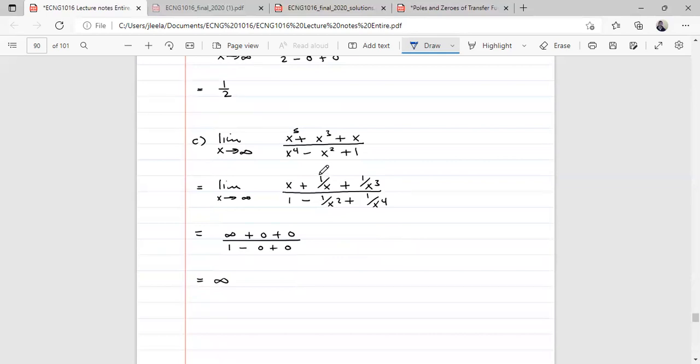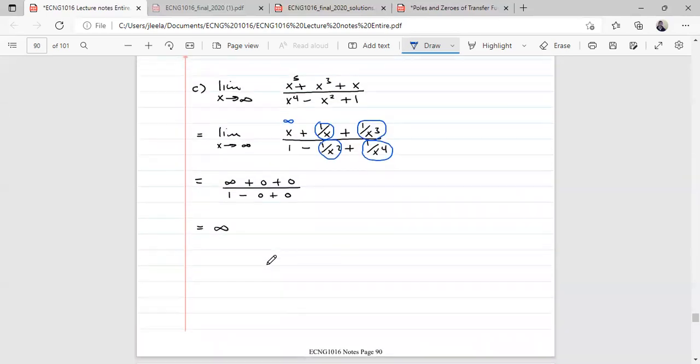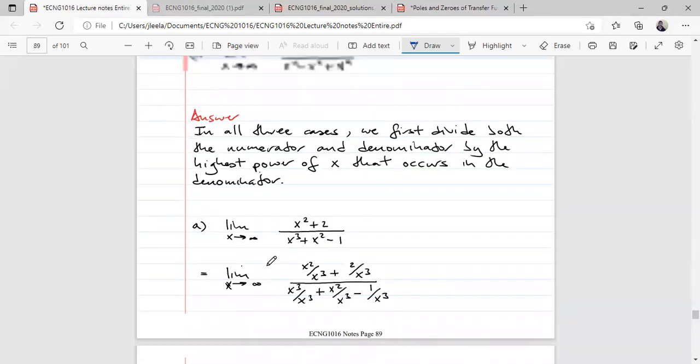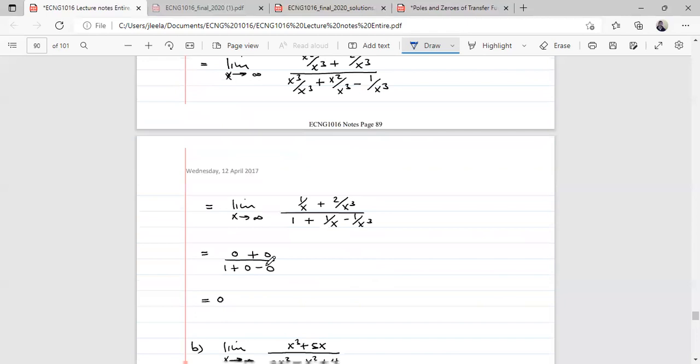So what would happen here? This term here, since x is in the denominator, similarly with this one at the bottom here, and this one, all those will approach 0. But this term here, x, if x is approaching infinity, it means that this will approach infinity. So you'll get infinity plus 0 over 1 minus 0 plus 0, which is infinity. So that is the evaluation of the limits in each case here.